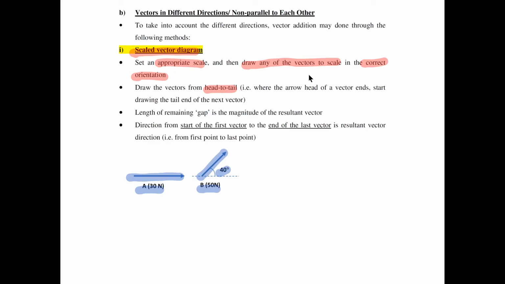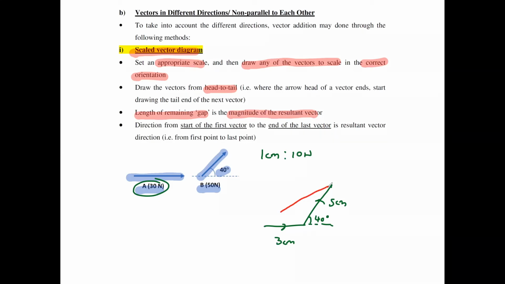Let's start off with a convenient scale to use. Say 1 centimeter is equivalent to 10 Newton. If we start off with vector A, it will be drawn 3 centimeter horizontally, and then vector B will be drawn at 5 centimeter with an angle of 40 degrees to the horizontal. Recall that I said that the length of the remaining gap is the magnitude of the resultant vector. That would be this line here, which measured by a ruler will give you 7.6 centimeter.